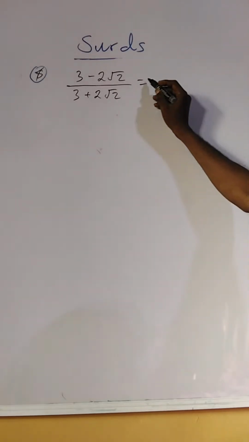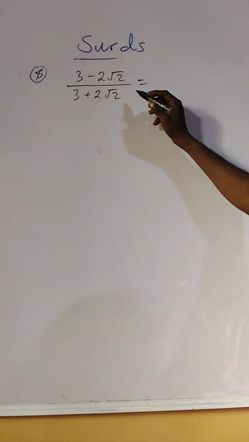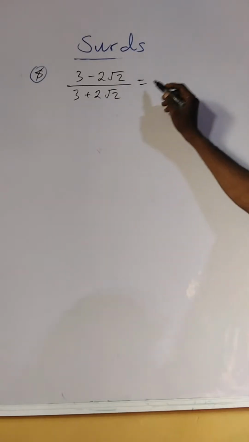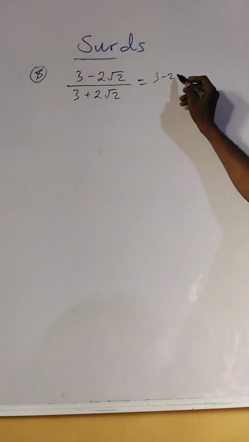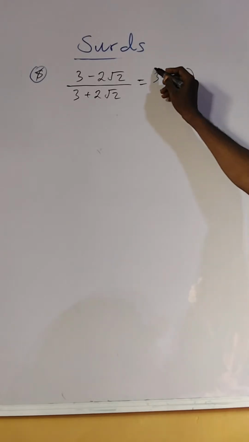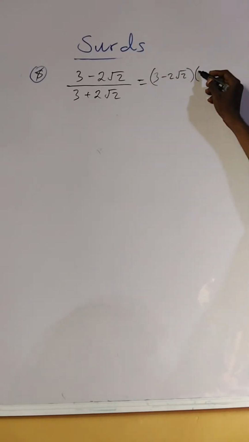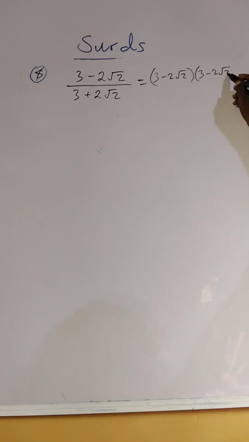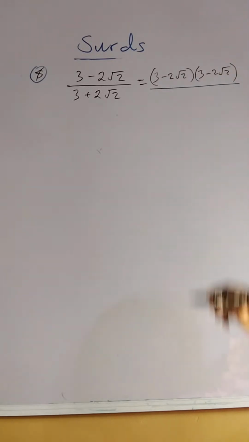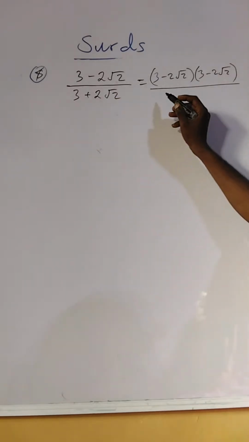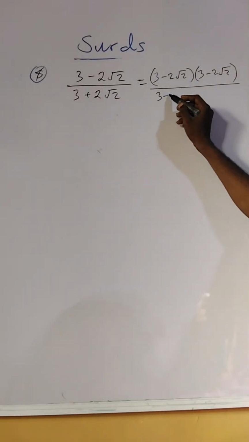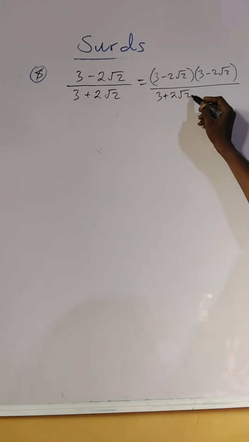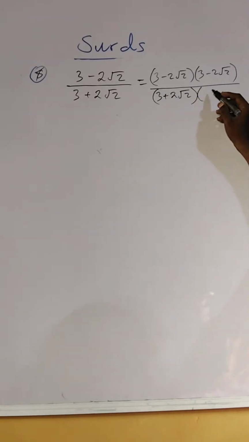And when we rationalize this here, we also multiply the numerator and denominator by the conjugate of the denominator. Here we can say this is 3 minus 2 root 2 times the conjugate, which is also 3 minus 2 root 2, then divided by 3 plus 2 root 2 multiplied by 3 minus 2 root 2. So that is the first method in rationalization of surds.